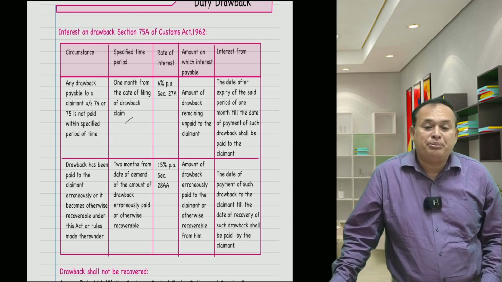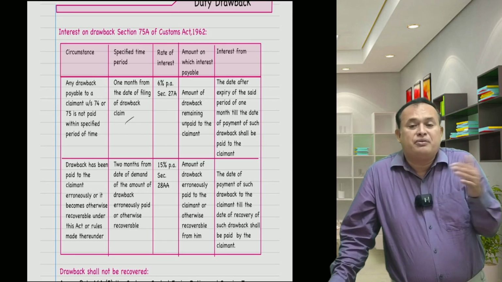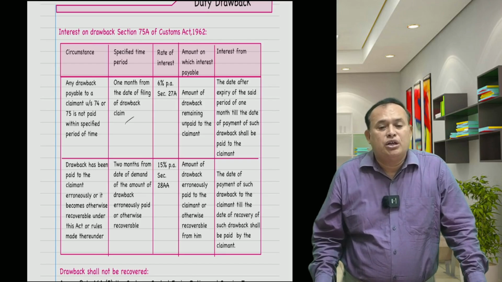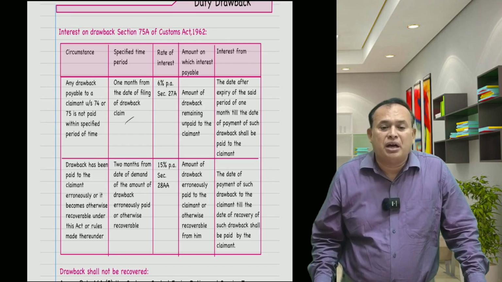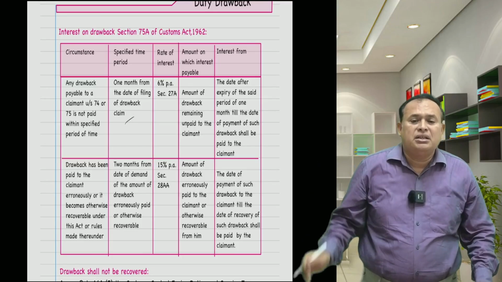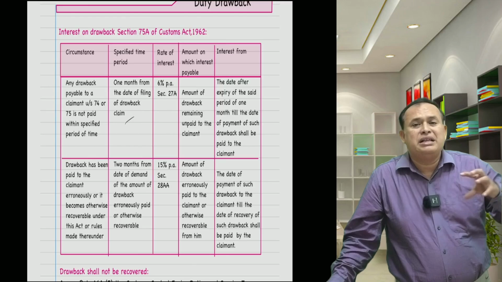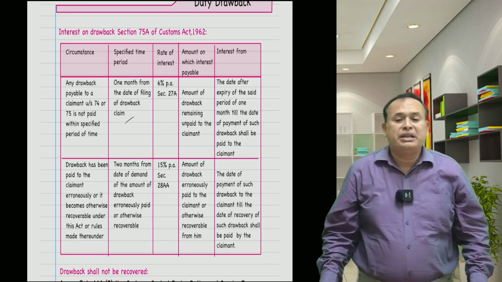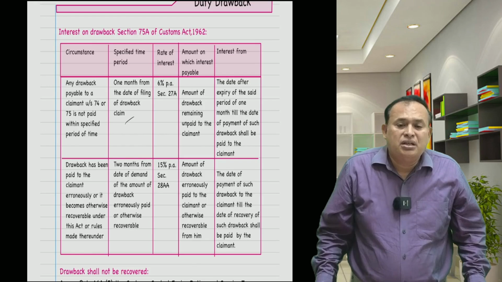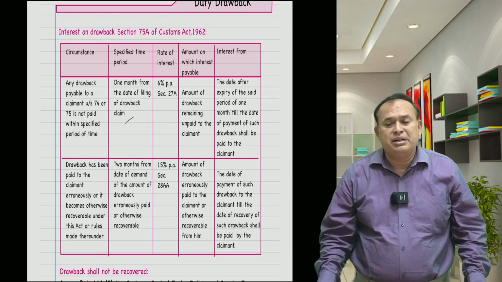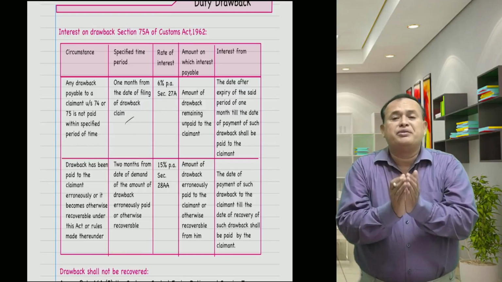Duty drawback has been paid to the claimant erroneously, which is now being recovered from the person who claimed duty drawback. In that case, within the specified time period, 2 months from the date of demand of the amount of the drawback erroneously paid, or otherwise, 15% interest has to be paid by the claimant to the department by returning it. The amount of drawback erroneously claimed is the amount meant for computation of interest, and the period from the date of payment of duty drawback till the date of recovery of such payment is the duration for which interest is 15% per annum.